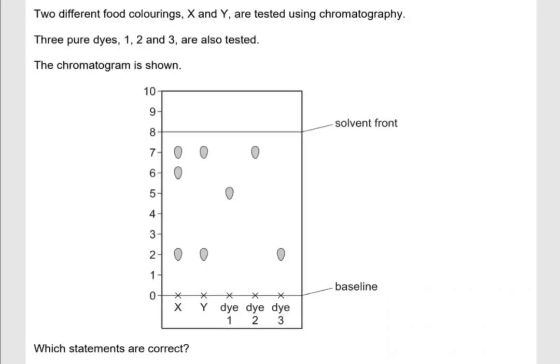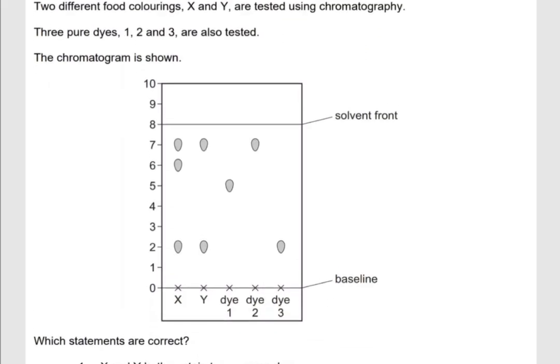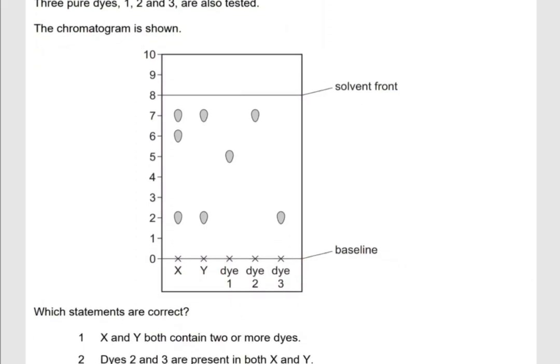In this video, we're going to discuss a few questions on chromatography, which is usually found in paper 2 of IGCSE Chemistry. Now look at this question. Two different food colorings X and Y are tested using chromatography. It's here. Three pure dyes are also tested. So which statements are correct?